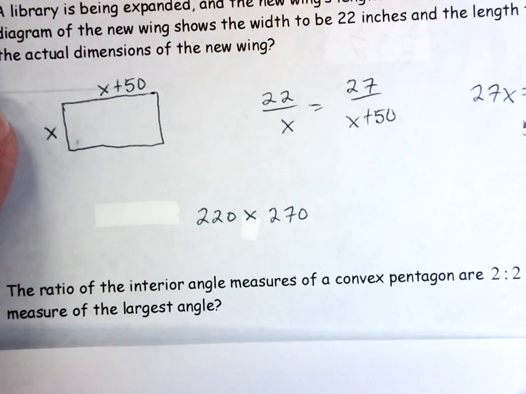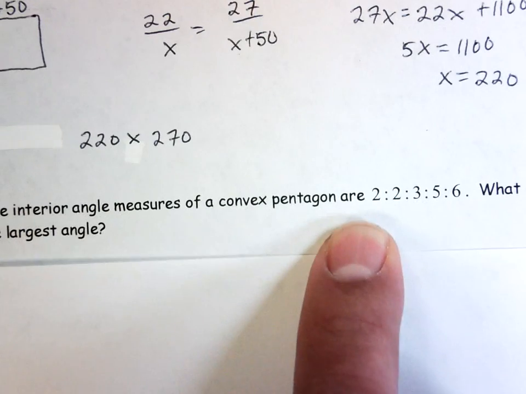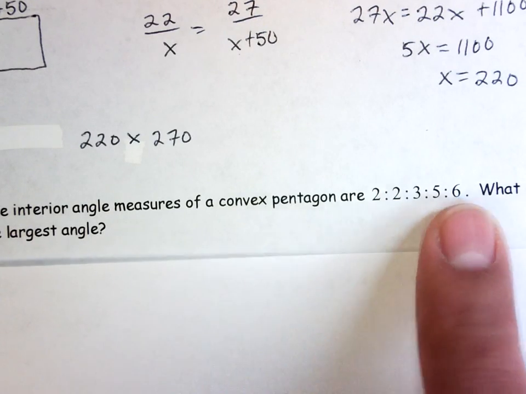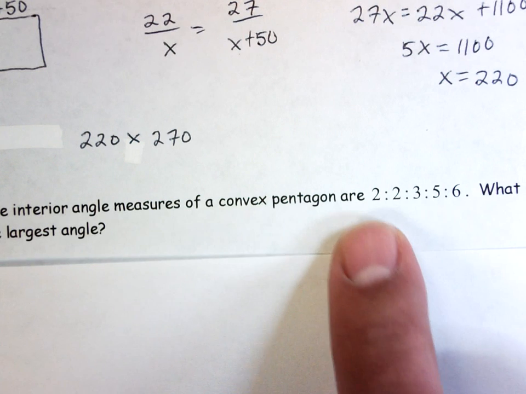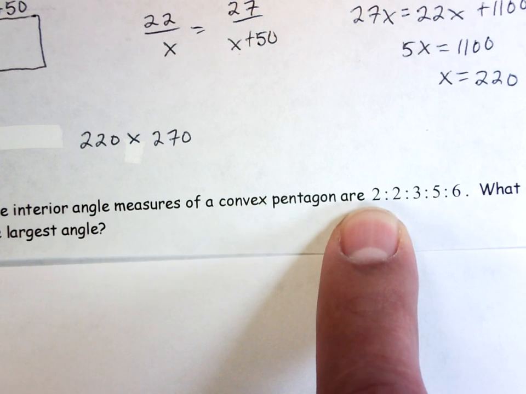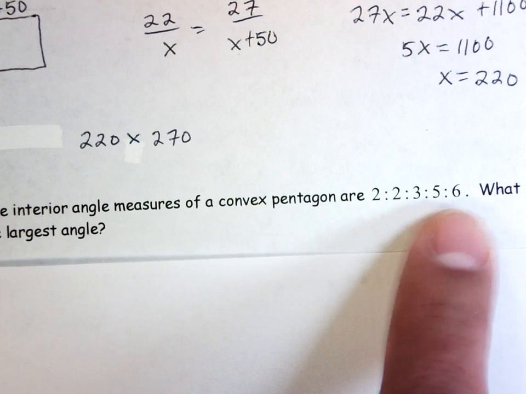Alright, the ratio of the interior angle measures of a convex pentagon is 2, 2, 3, 5, 6. Again, these are not the actual angle measures. They took all the actual angle measures and divided them by the same number. So this angle is not actually 2, it's 2x, this angle is also 2x, and then 3x, 5x, and 6x.